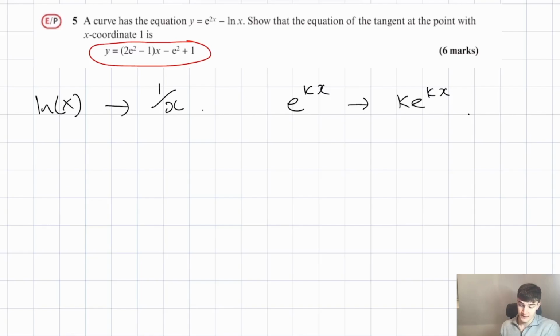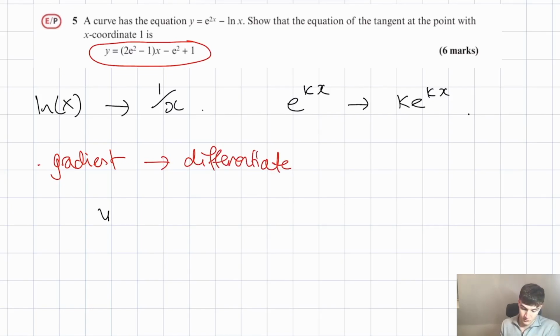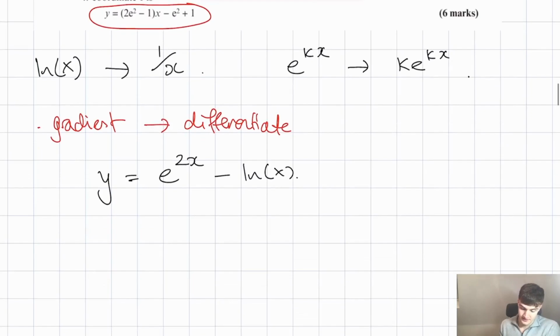So again, if we want the equation of the tangent, we need to know the gradient at that point. If we want to know the gradient, you need to differentiate. So that's what we're going to do. So if y is equal to e to the 2x minus ln x, dy by dx is going to be equal to 2e to the 2x minus 1 over x.